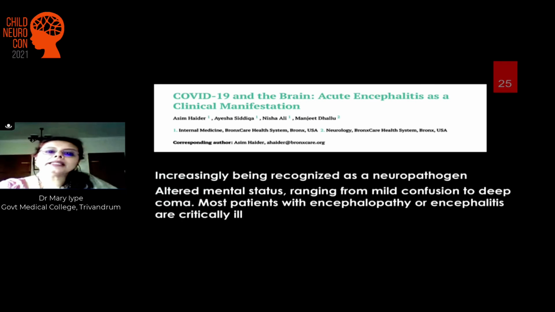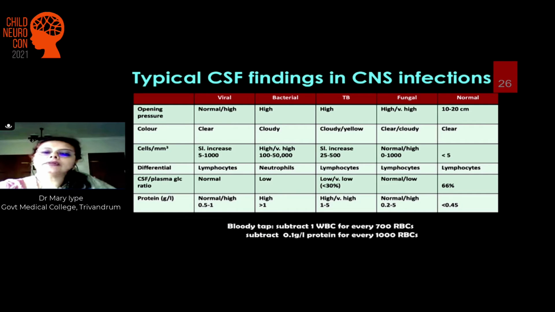The typical CSF findings in CNS infections of viral encephalitis are: the opening pressure is high in viral encephalitis. The cells may show only a slight increase or may be there up to 1000 per cubic millimeter. They're usually lymphocytes, though in the early phase you can find neutrophils. The plasma to CSF glucose ratio will be normal, usually, and the protein will be high or normal.